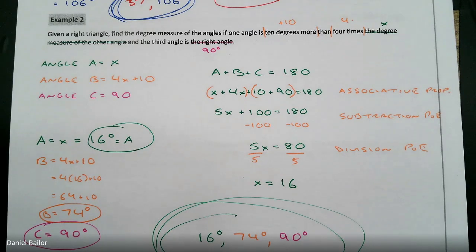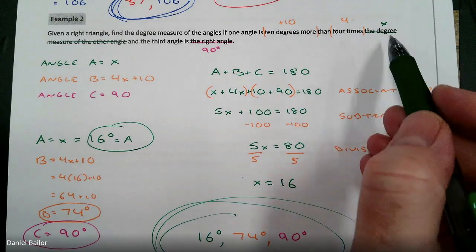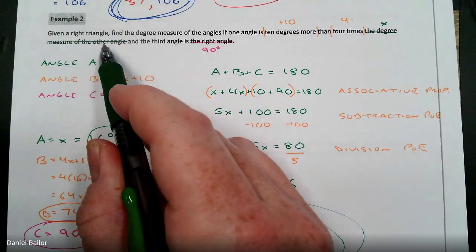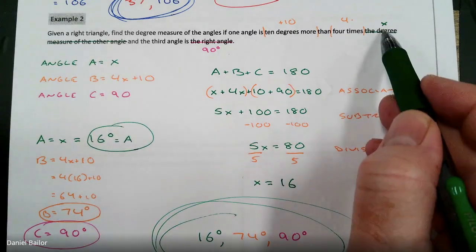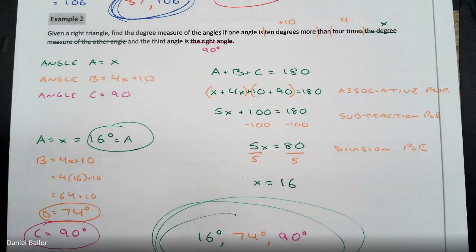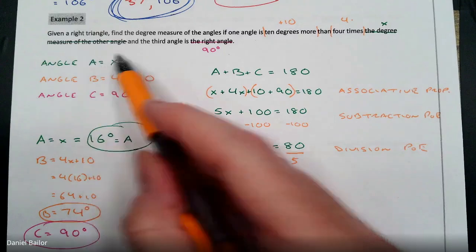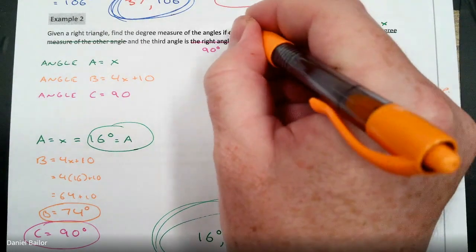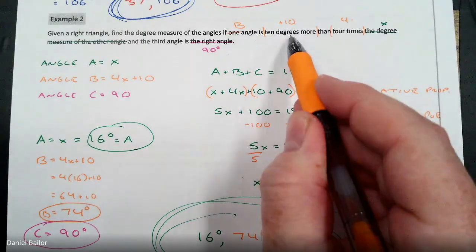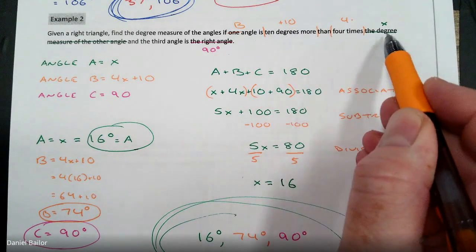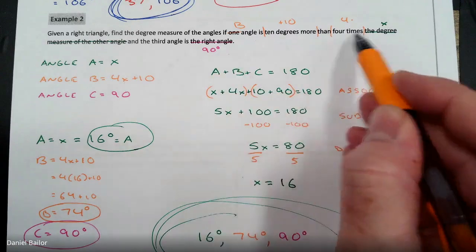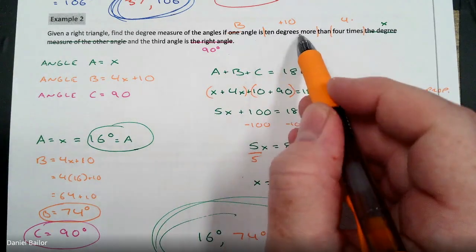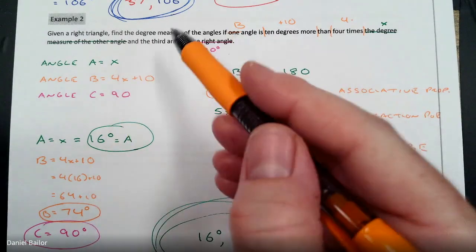So I did some translating. Angle A, I said was going to be x, the degree measure of the other angle. So this other angle is going to be x. I said that was angle A. Angle B is the first part, this one angle right here, 10 more than 4 times x. So I did 4x because it's 4 times the other angle, plus 10 for 10 more. So the first angle is x.